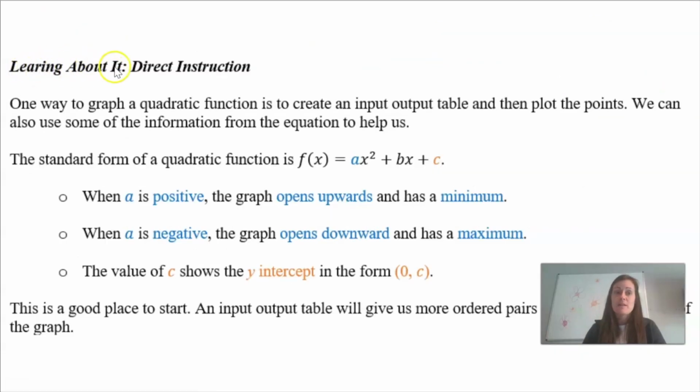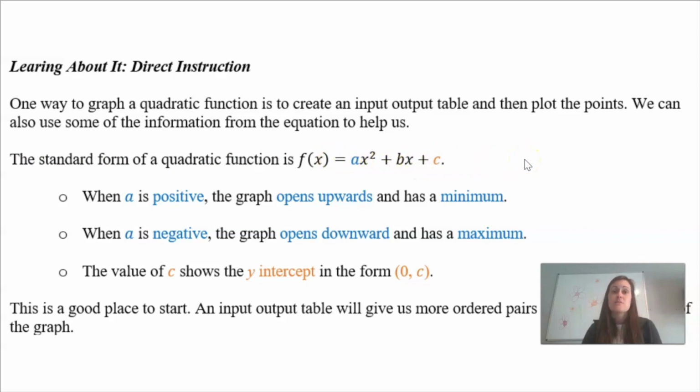So let's learn about it. Here's our direct instruction for today. One of the ways that we can graph a quadratic function is to create an input-output table and then plot the points. That's really helpful, but it's pretty time-consuming, so we want to also use some of the information from the equation to help us. We're going to begin looking at quadratic functions that are written in what's called standard form. And the standard form of a quadratic function is f of x equals ax squared plus bx plus c.